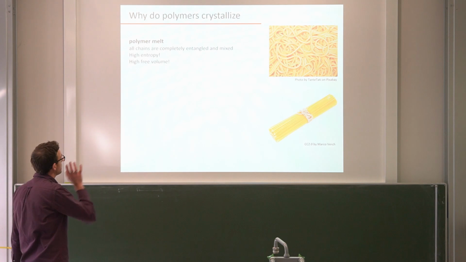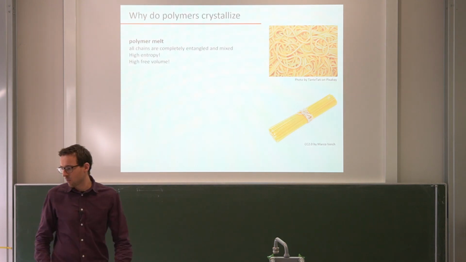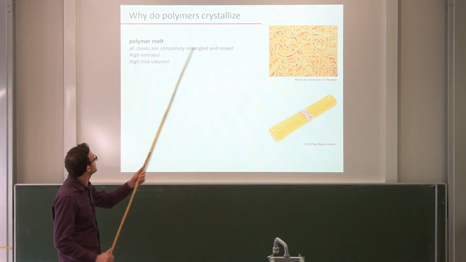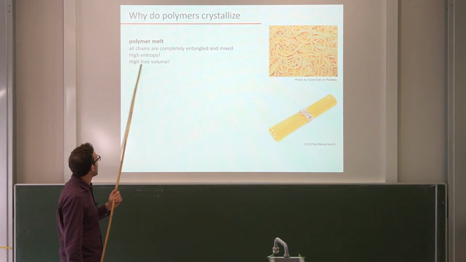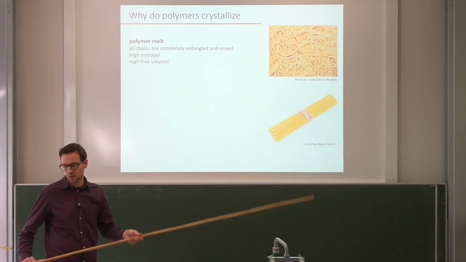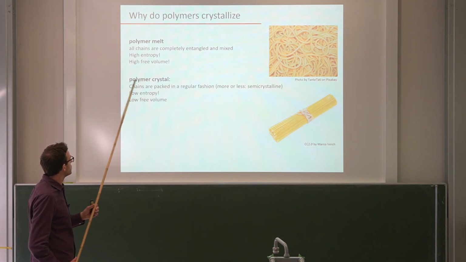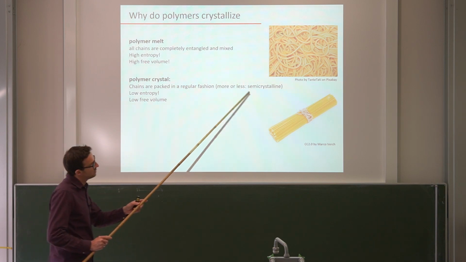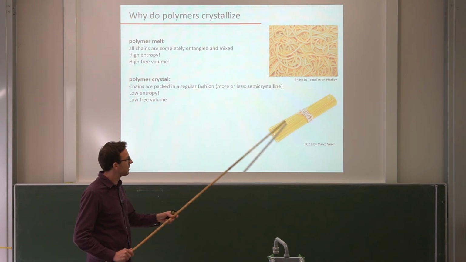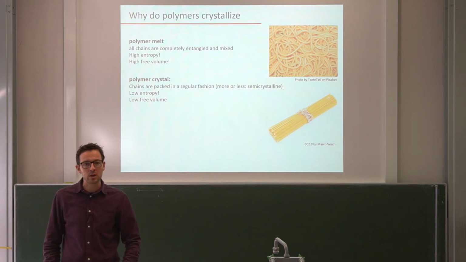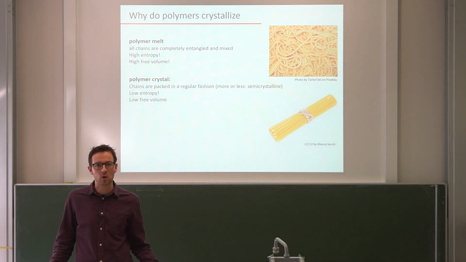So in order to do this, we just need to recapitulate a few things. In a polymer melt, we have the chains that are entangled and mixed. We have a very high entropy, we have a high free volume, and this is the spaghettis. And if we go to a crystal, we have the chains packed in a regular fashion, more or less, because it's semi-crystalline, so it really resembles this spaghetti. And this has a much lower entropy, and it also has a much lower free volume.